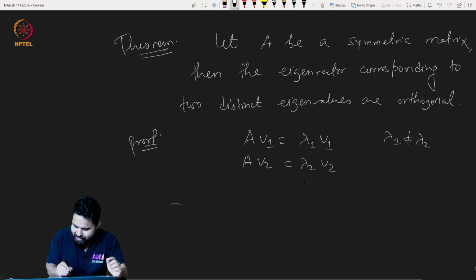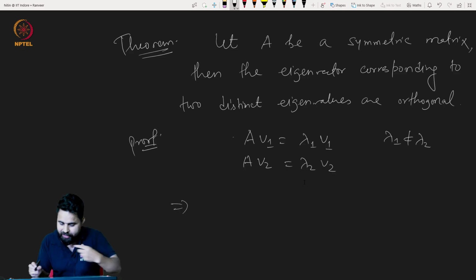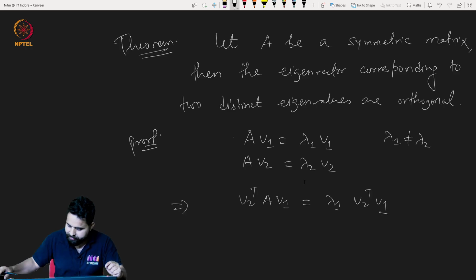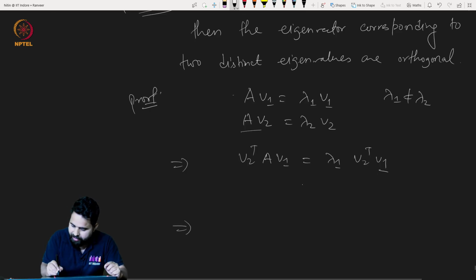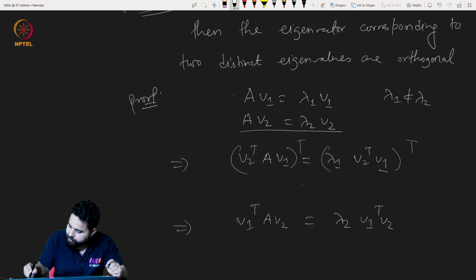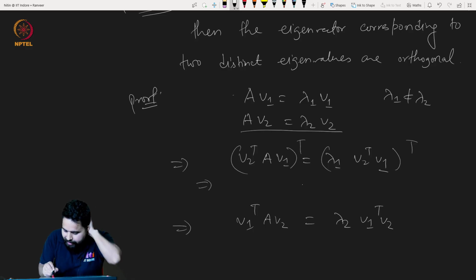Now you see that it is very, very easy to see. We can multiply the first equation by the transpose of v_2 on the left, so v_2 transpose A v_1 gives you lambda_1 v_2 transpose v_1. Similarly, we can multiply the second equation by the transpose of v_1 on the left, so v_1 transpose A v_2 equals lambda_2 v_1 transpose v_2. Now what next can we do? By the way, if you take the transpose of this, these are just numbers, so the transpose will be the same. So if you just do this, this implies this.